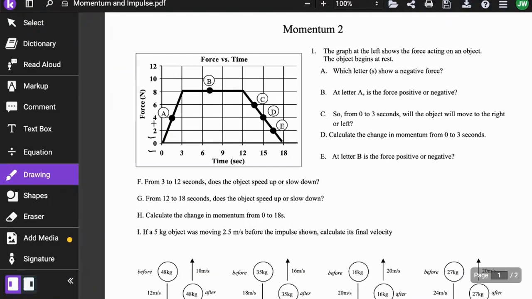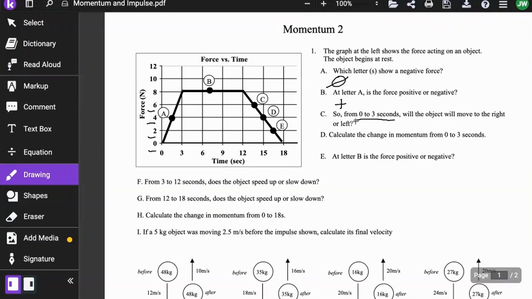So this is AP Physics 1 with the Momentum 2 worksheet. We can see we're starting off with a graph that is force times time. And if we notice, the vertical axis starts at 0 and then goes positive from there. None of the forces are below the horizontal axis. None of them are negative.